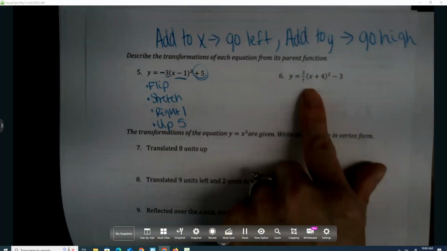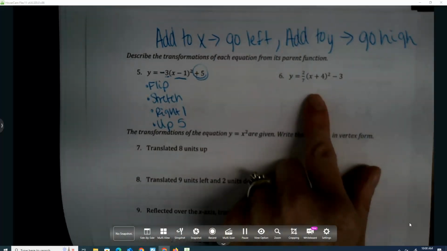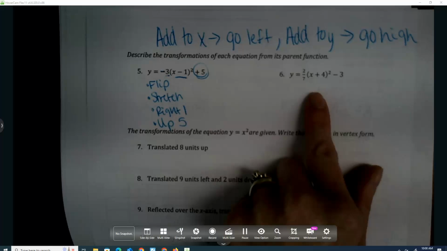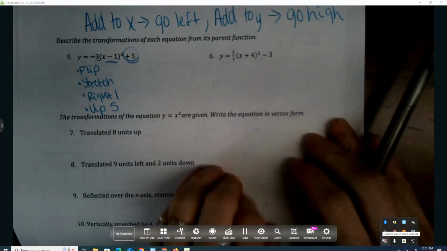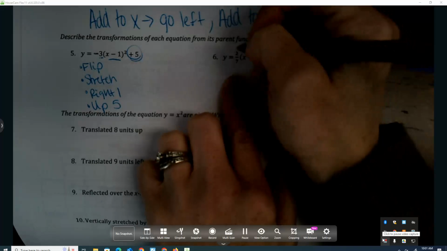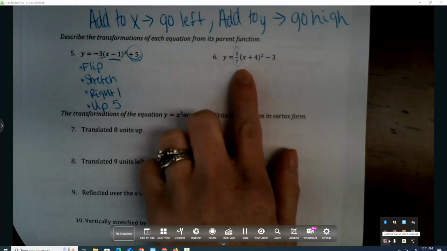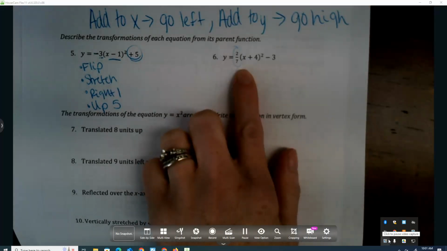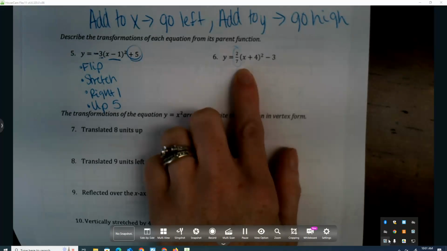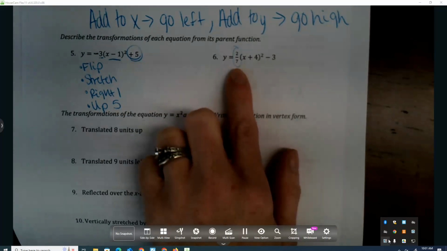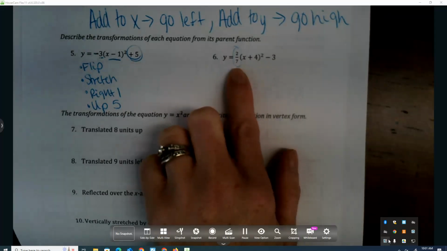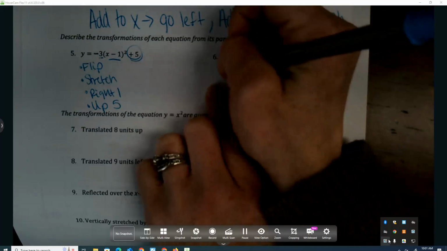Okay, I want you guys to take a minute and see if you can write down the transformations on question 6, and then we'll check you. So this time, there's not a negative, so it doesn't flip. Multiplying by a number will either stretch or shrink. How do you know which is which? Would this one stretch or shrink? Shrink. It's if this number is bigger than 1 or not. So if you do 2/7, that's smaller than 1, so this one will shrink.